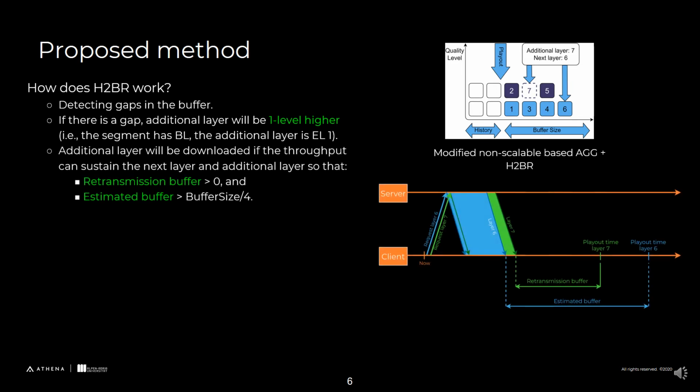This additional layer will be downloaded if the throughput can sustain the next layer and additional layer, so that the retransmission buffer is higher than 0 and the estimated buffer is higher than a predefined threshold. In our experiments, it is the buffer size over 4.